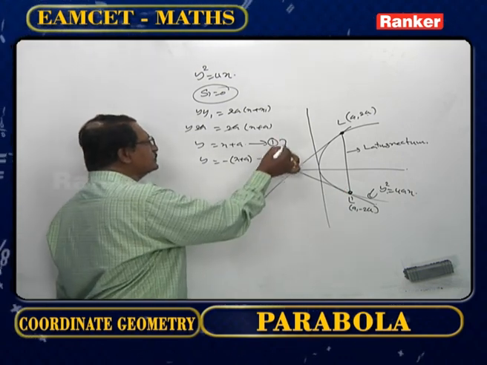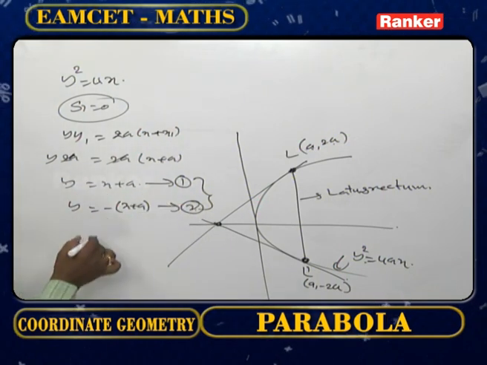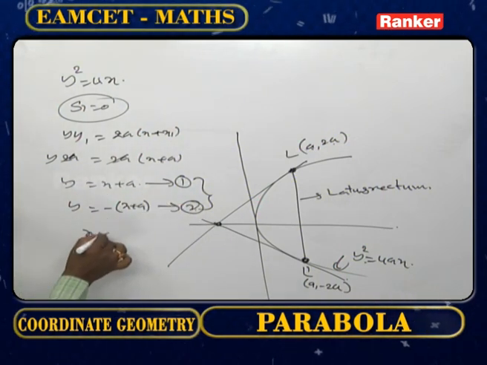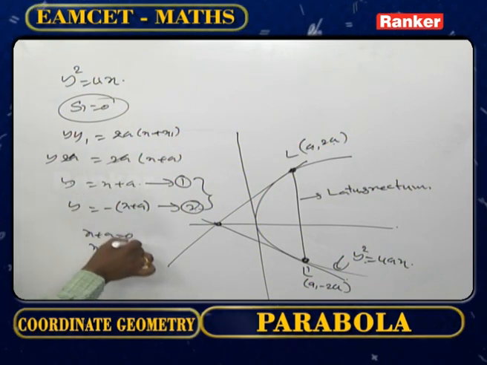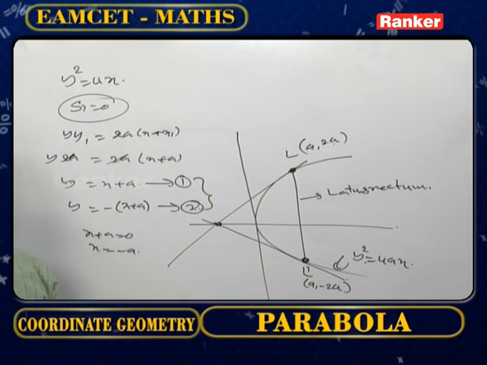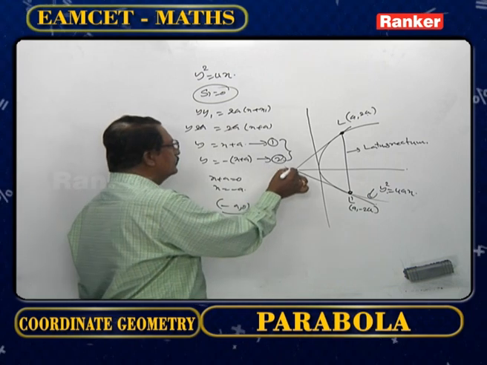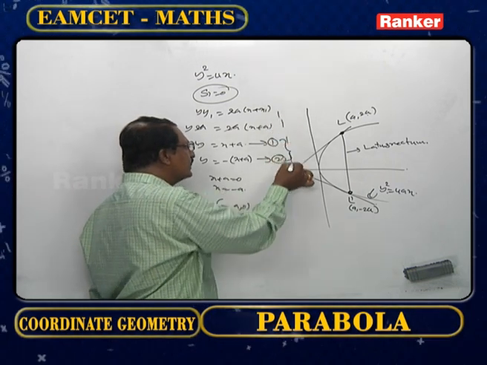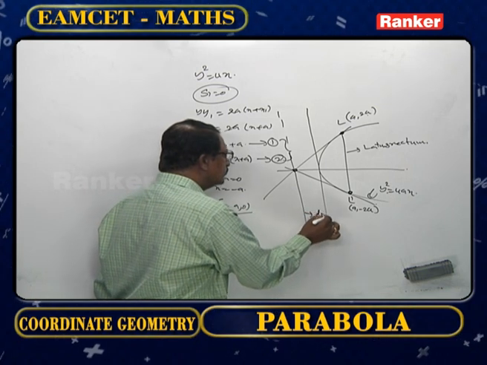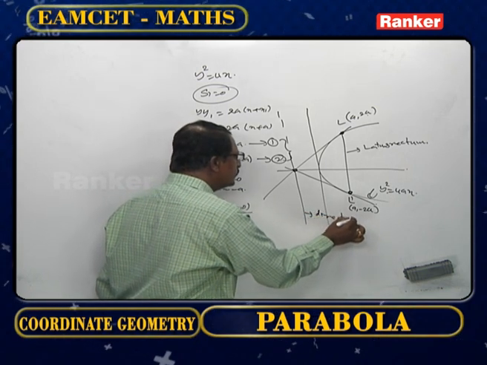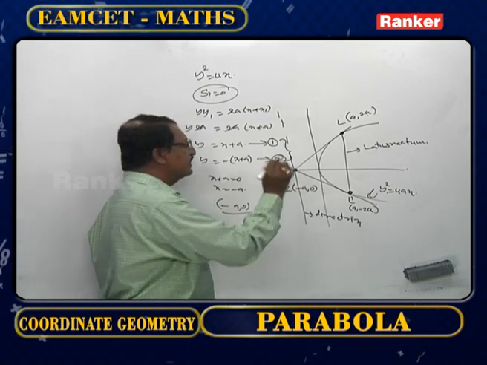Now, by solving these two equations, subtracting the second from the first, we get x + a = 0, or x = -a. Substituting x = -a, we get y = 0. So the point is (-a, 0). It is nothing but the foot of the directrix. Z (-a, 0) is the foot of the directrix.